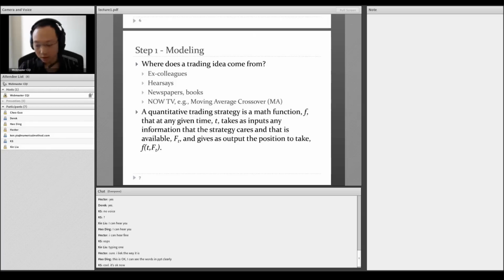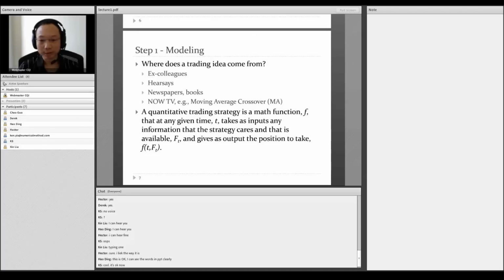So after you have an idea, you want to build a mathematical model for this idea. But what exactly is the trading strategy in mathematical form? For the purpose of this course, we define a quantitative trading strategy as a mathematical function that, at any given time t, takes all the information available, or all the information that the strategy cares about, such as the price, the volume, or maybe the news, the events, and all that. Then it outputs the position to take.